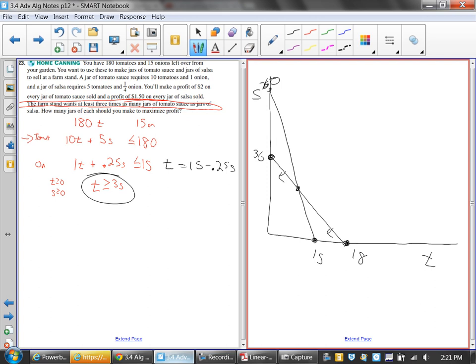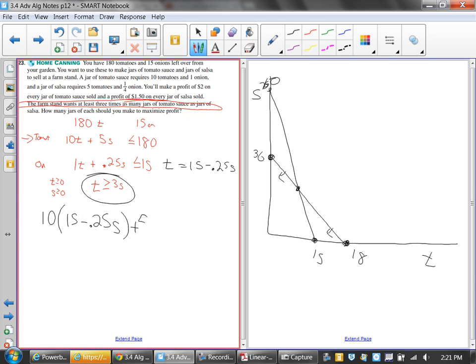So when you do your system of equations at this point, by using substitution again, because t you can get by itself relatively easily, you have 10 times (15 minus 0.25s) plus 5s is 180. When you solve that all out, you wind up with an ordered pair here at (12, 12). Okay?